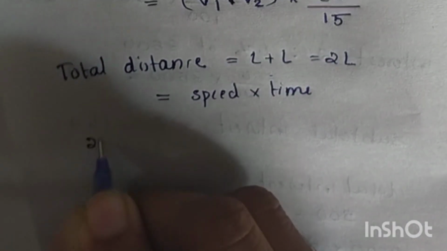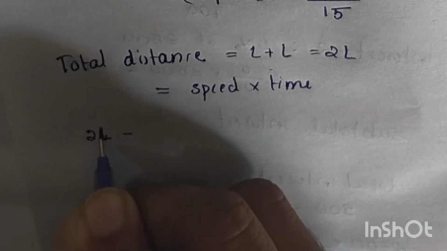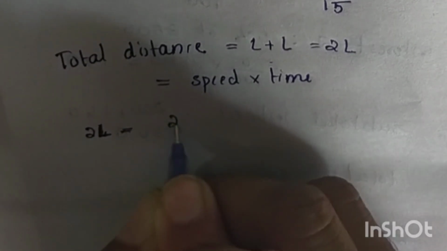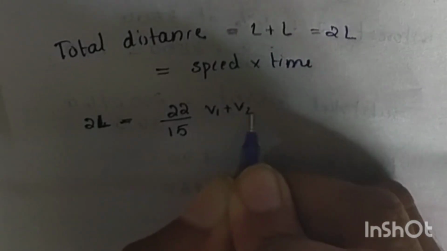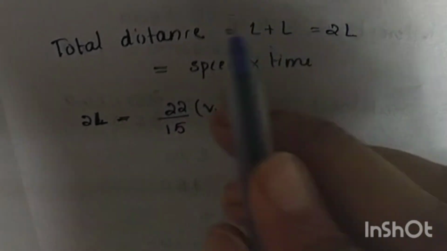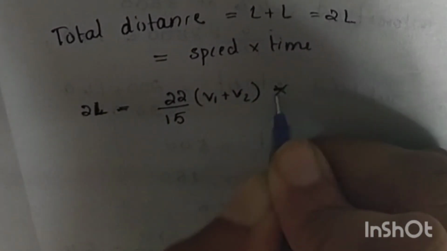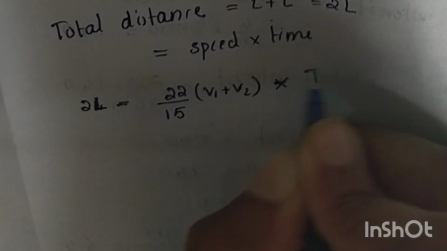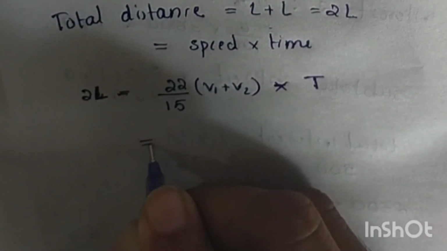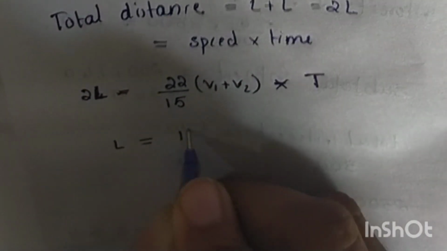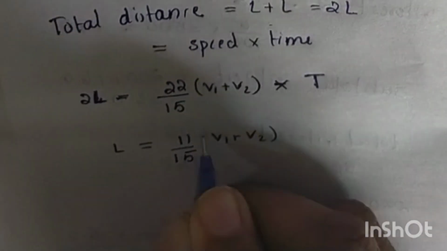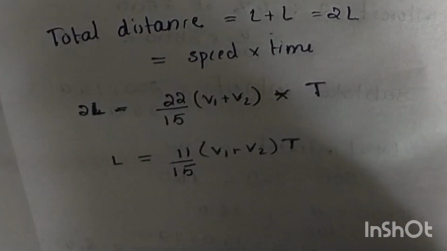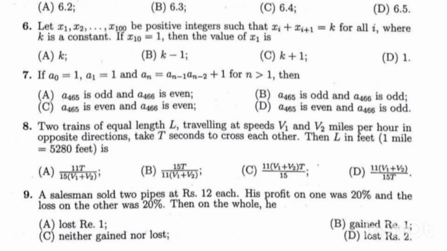So we can say that 2L equals 22 by 15 into v1 plus v2. This is the speed we have derived, into time, which is t. So L will be 11 by 15 into v1 plus v2 into t. So the answer is option C, 11 times v1 plus v2 times t by 15.